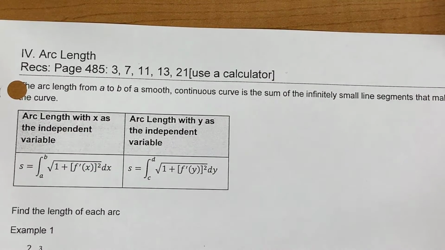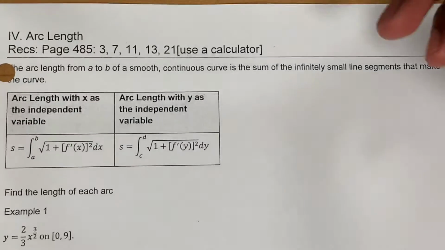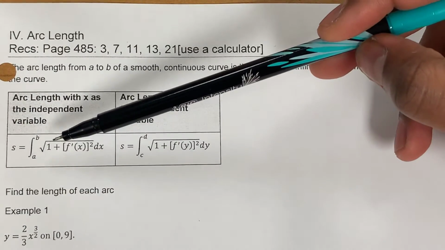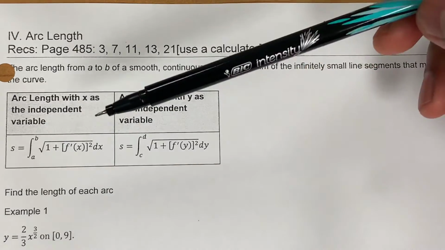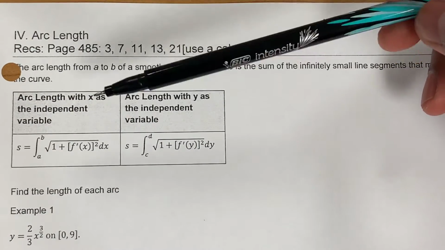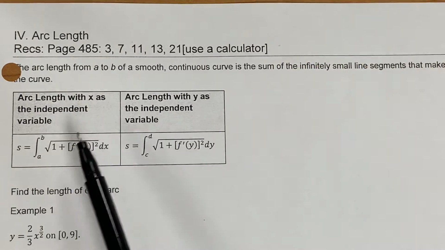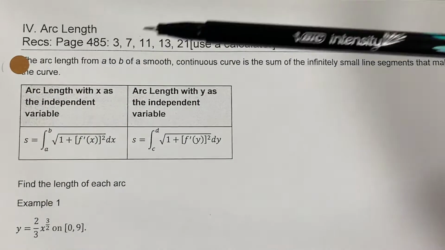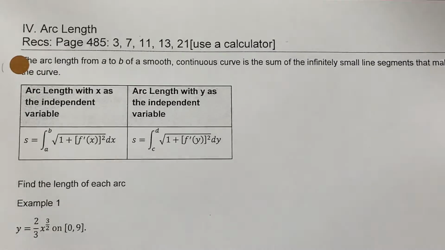You will need a calculator, so grab one. Arc length is based upon using the distance formula. We're not going to talk about the derivation of the formula. Rather, we're just going to work some examples that use this formula. So let's just talk about the two formulas we have.